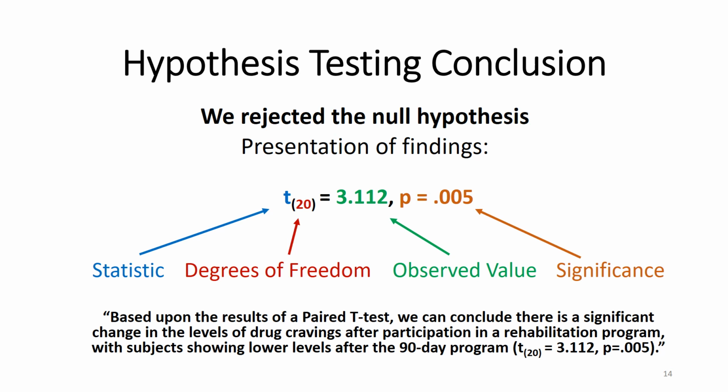And down at the bottom, we could write this up with something along the lines of, based upon the results of a paired t-test, we can conclude there is a significant change in the levels of drug cravings after participation in a rehabilitation program, with subjects showing lower levels after the 90-day program. And then we just plug in that nice little bit of information to summarize the type of test we did, information about the degrees of freedom, and our overall findings. That, everyone, is a paired t-test.